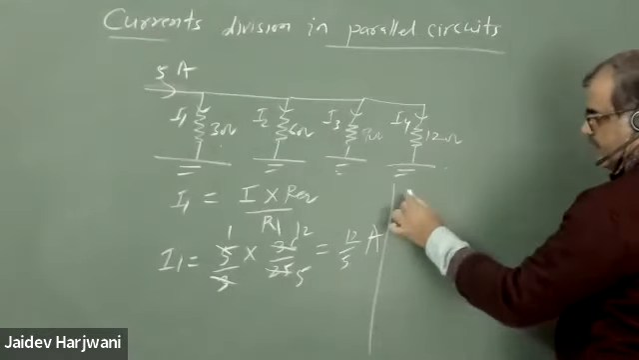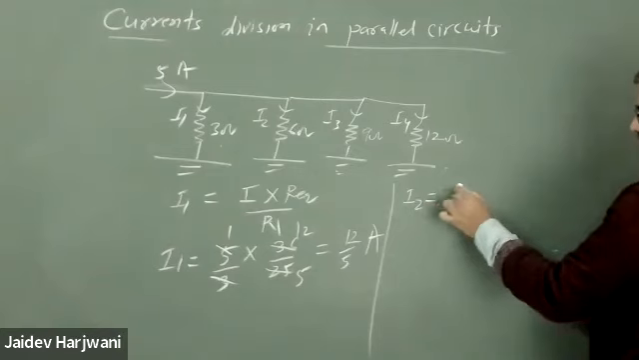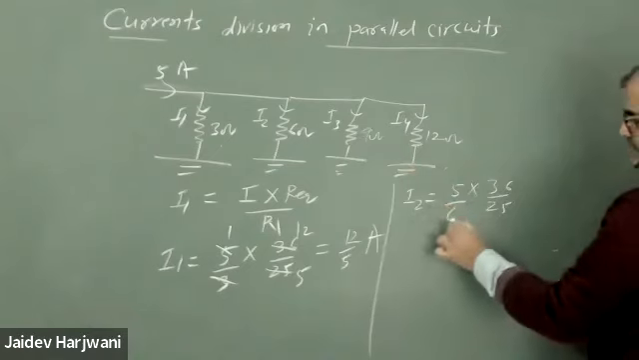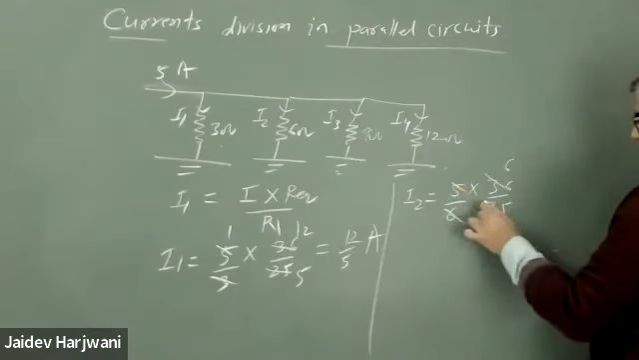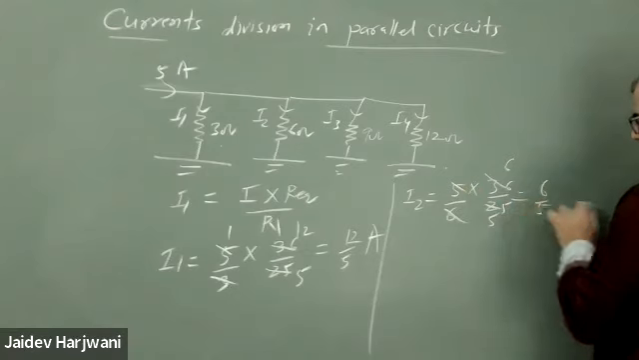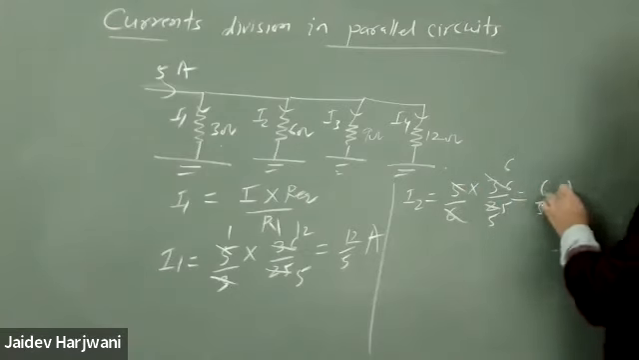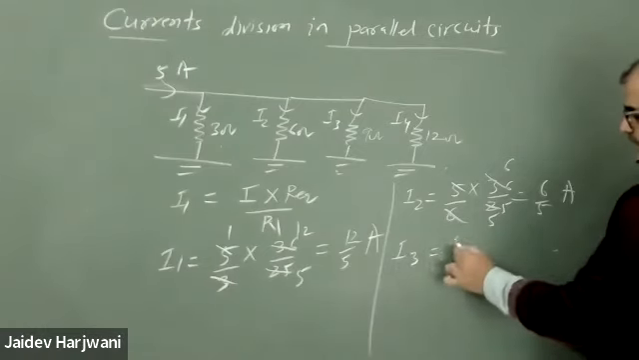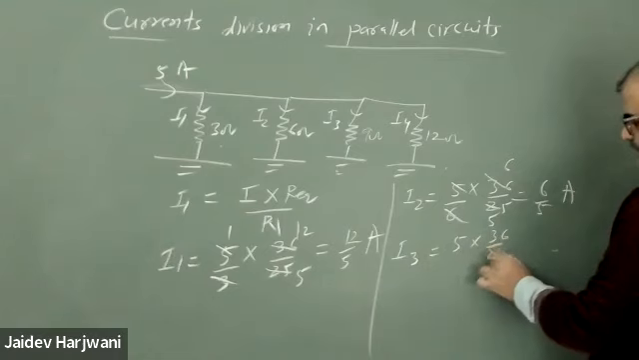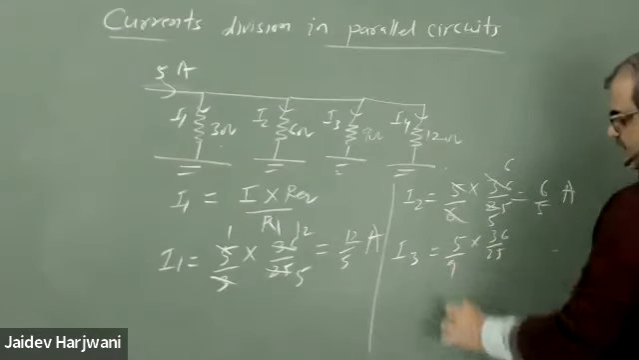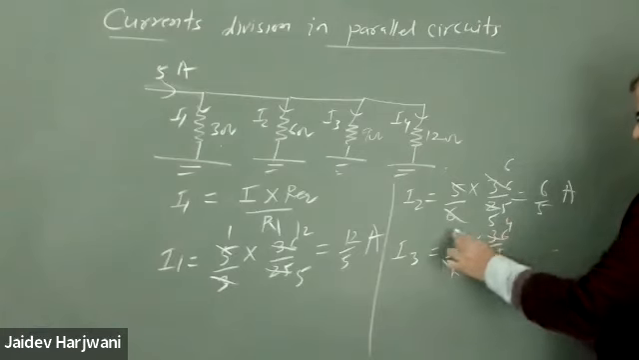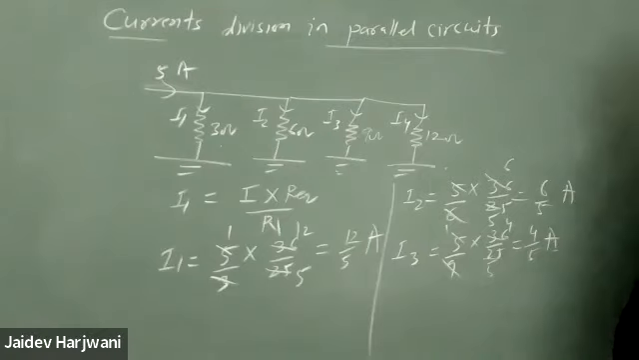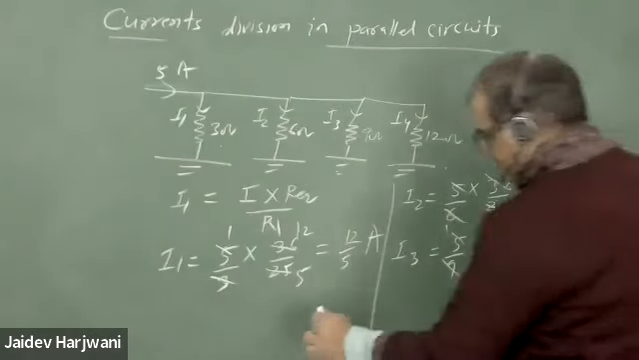If I calculate I2, that will be total current times R equivalent 36 upon 25, upon the resistance 6, that is 6 by 5, that is 1.2 ampere. And I3 will be how much? Total current times R equivalent, upon resistance 9 ohm. So this will be 4 by 5 ampere.